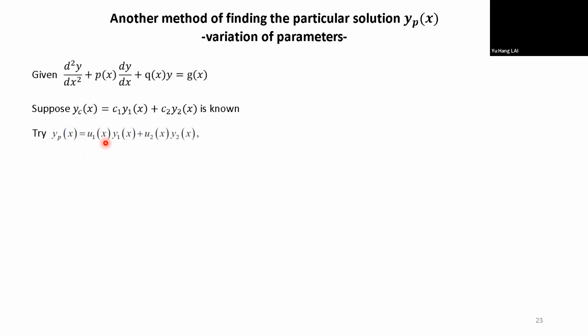And then another solution, y2, which we had here, multiplied by the other unknown function u2. So this is it. We hope that we can find a particular solution that takes this form. And u1 and u2 are unknown.